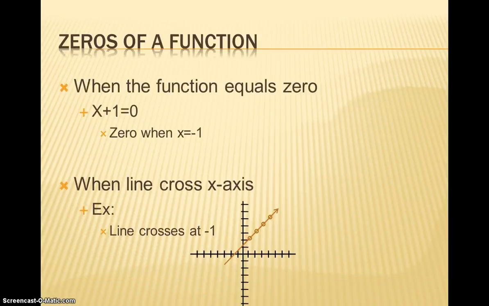Another important piece of information of functions is the zeros of the function. There are multiple ways to figure this out. The first way is to set the function equal to 0 and solve for x. For our original equation, the zero is -1. Another way to find the zero of a function is to look at where the line crosses the x-axis.